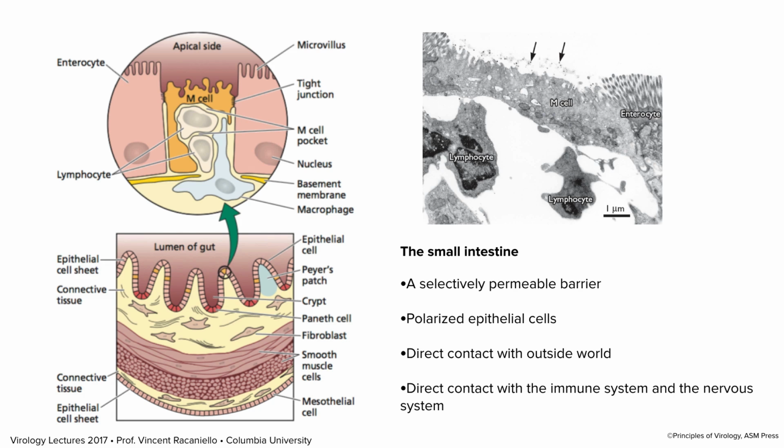So here's a close-up of the small intestine. Here's an electron micrograph on the right. The small intestine is lined with epithelial cells as well. Let's start with the diagram on the lower left. Cross section of the small intestinal wall. Here is the epithelial cell sheet, which forms the surface.